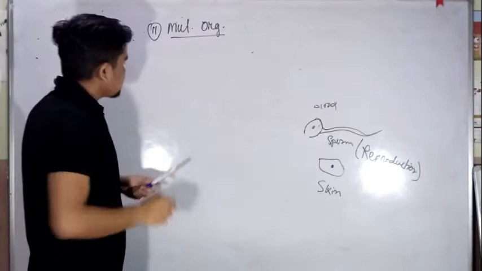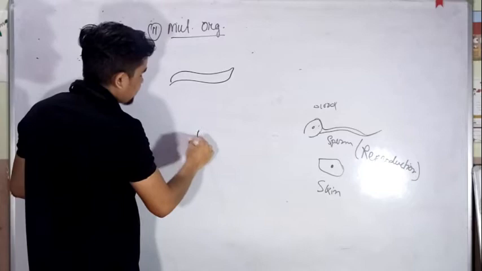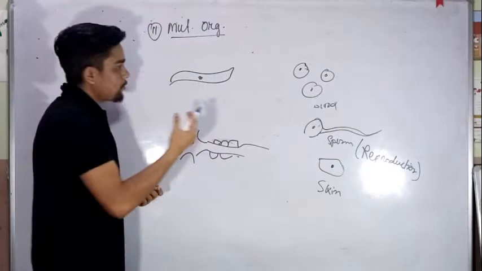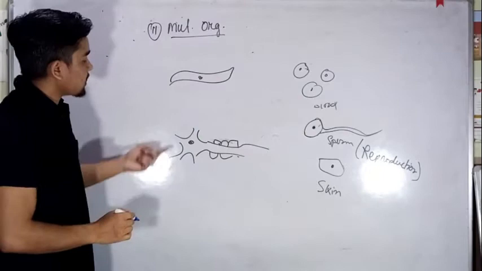Skin cells, muscle cells, nerve cells, blood cells. We see that there is a common way, a common feature, among all these cells.